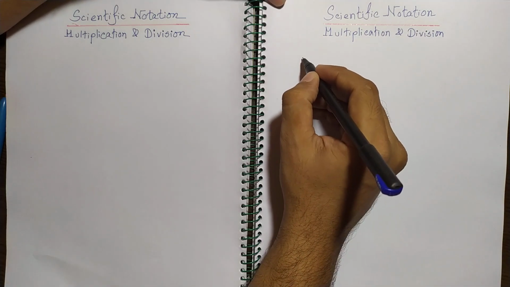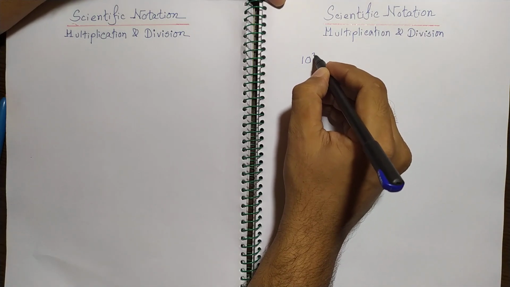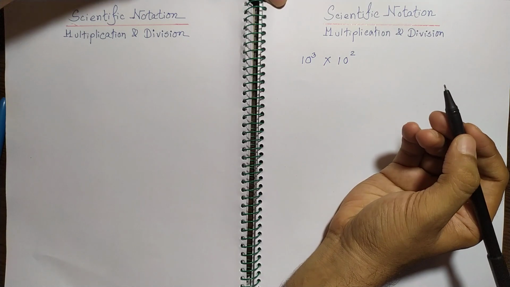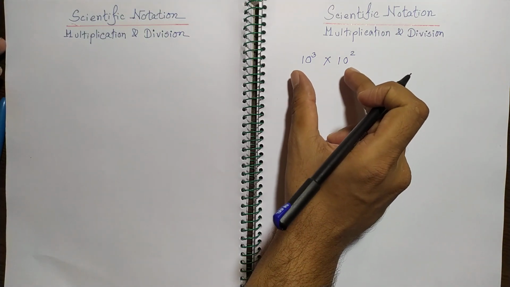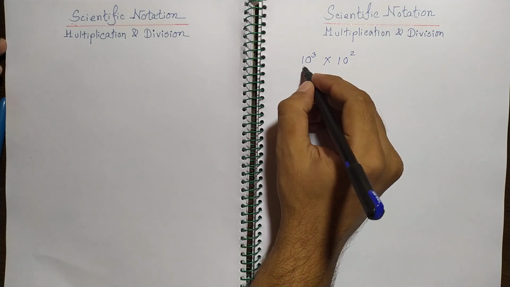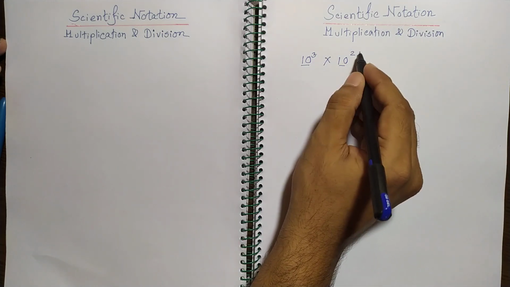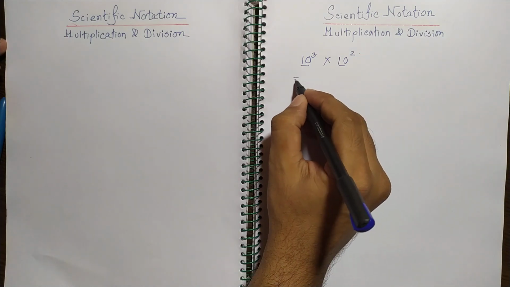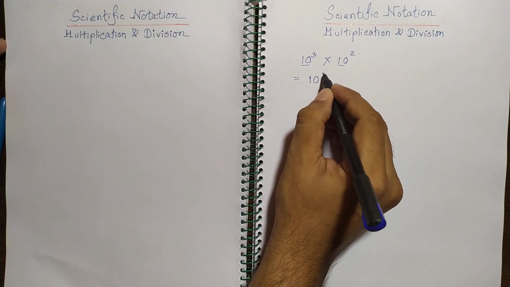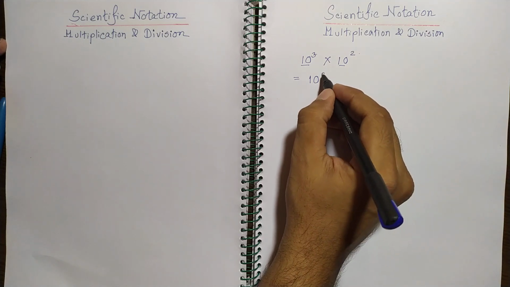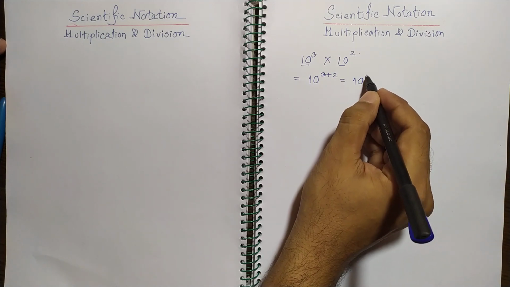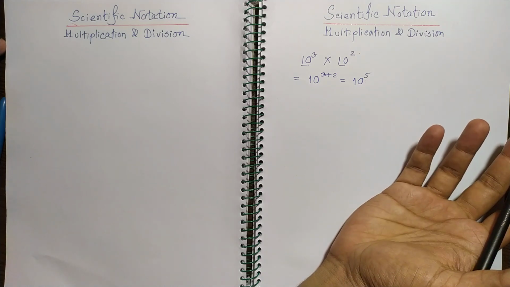Think about if we say 10 to the power 3 times 10 to the power 2. When we need to multiply these numbers, you see that the base is the same but the exponents are not. When we multiply these, we need to add the exponents. So this should be 10 to the power 5.